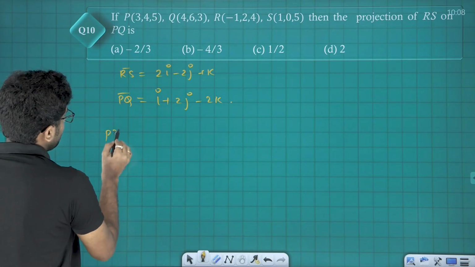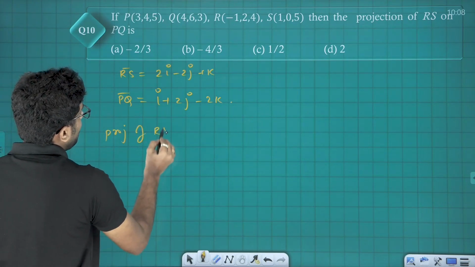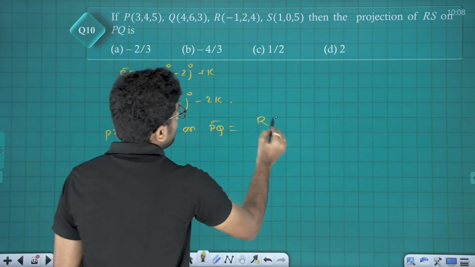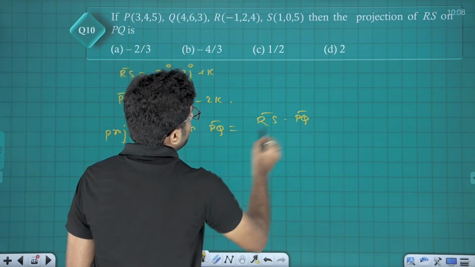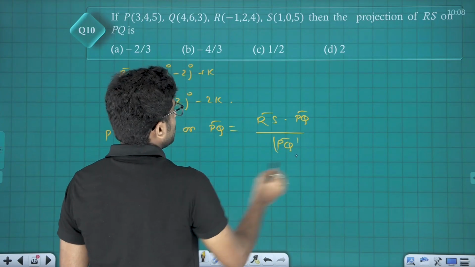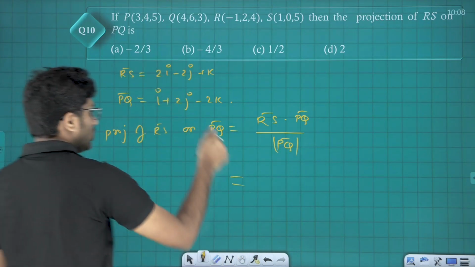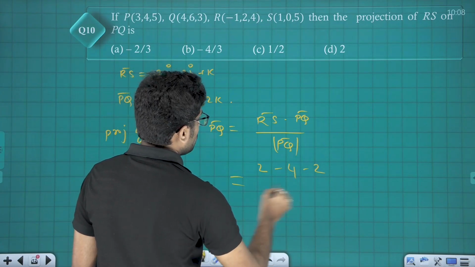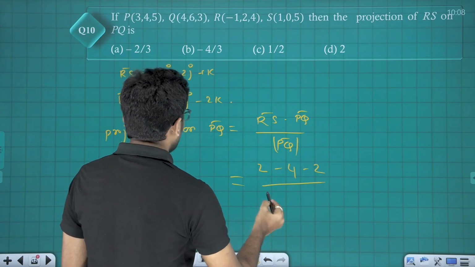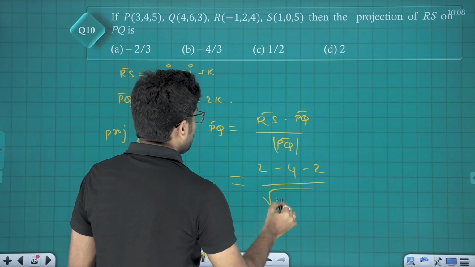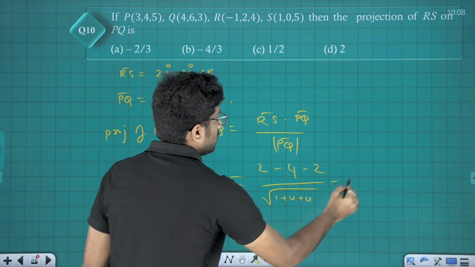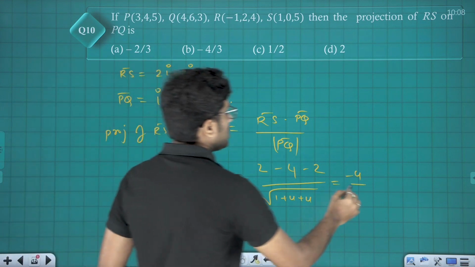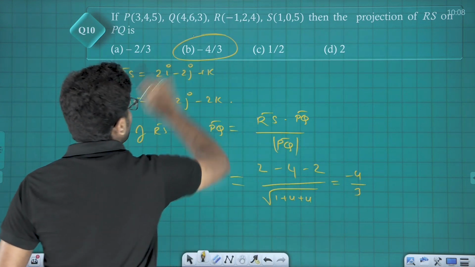Projection of RS bar on PQ bar. So that is nothing but RS dot PQ by modulus of PQ, friends. So RS dot PQ is 2, 1, 2, minus 4 minus 2, divided by mod PQ bar, square root of 1 plus 4 plus 4, minus 4 divided by 4 plus 4 is 8, 8 plus 1 is 9, root 9 is 3. So which is minus 4 by 3, friends.